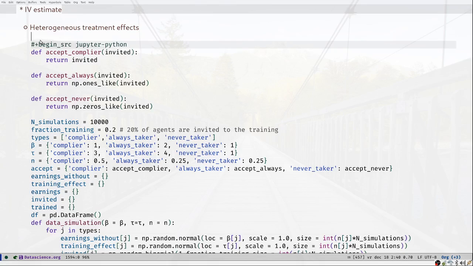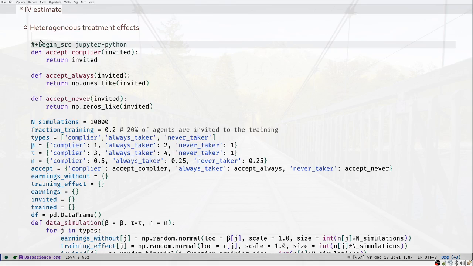The example that we consider in the notebook is that we have unemployed people who are being offered a training program. We assume there are 3 types of unemployed. There are compliers, which means that if they are invited to the training program, they will accept it, but if they're not invited, they will not go. There are always takers, who always go to the training program, whether they were invited or not. And we have never takers. These are people who do not turn up at the training, even if they were invited, so they never go, irrespective of whether they were invited or not.